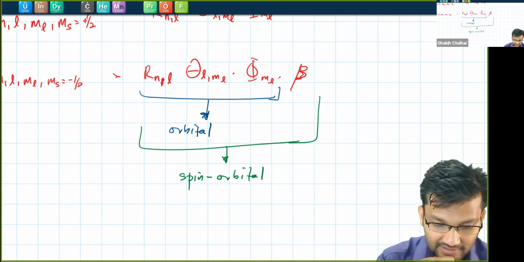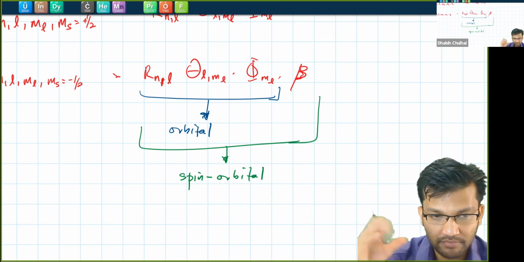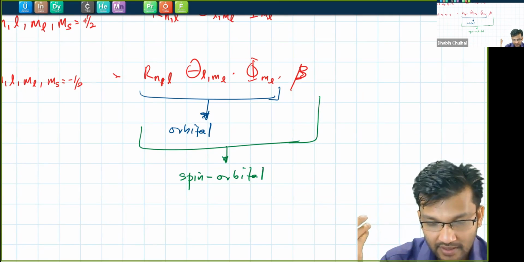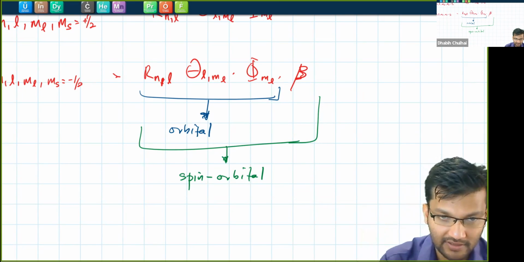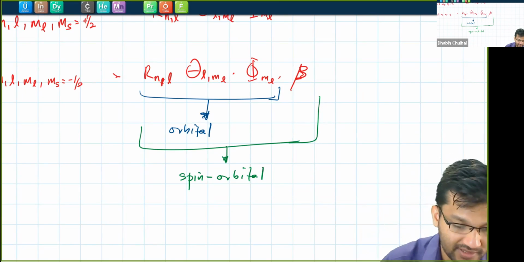So that's just the language. If you hear somebody talk about an orbital, it just means the part that doesn't depend on spin, in which case you can fit 2 electrons in there. If they include the spin, it becomes a spin orbital, and there's only really 1 electron it can fit in there. But again, I'm getting ahead of myself. We're going to talk about why we can only fit 1 electron in there in a bit.